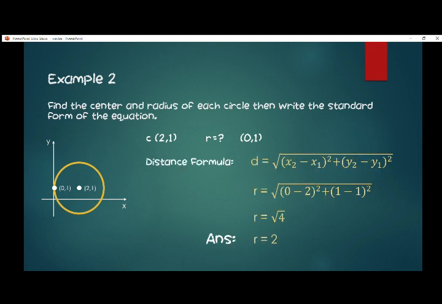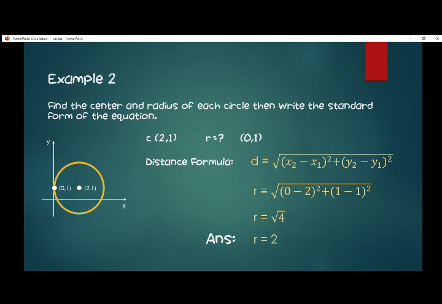So dahil walang radius na binigay, hahanapin muna natin ng radius using the distance formula. So ang distance formula is d equals to square root of quantity x sub 2 minus x sub 1 squared plus quantity y sub 2 minus y sub 1 squared. And then plug in lang natin yung ating values. Ang ating x sub 2 is 0 and x sub 1 is 2.